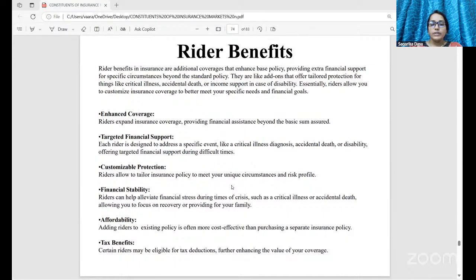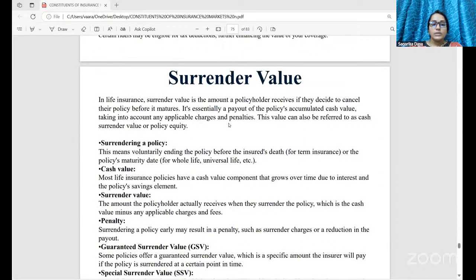This is about rider benefits. Now, the next concept we have is surrender value.